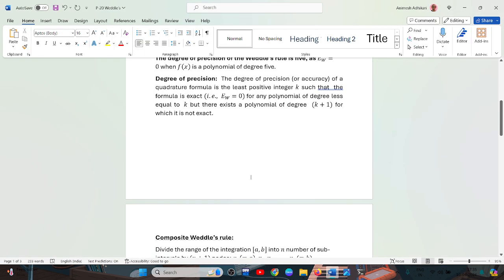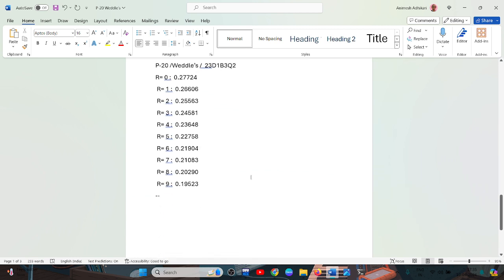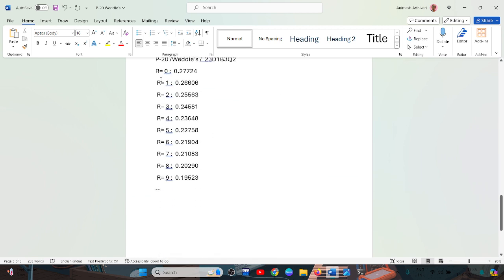First you must check this value for r equal to 0. This answer is for r equal to 1. All are given in the description box: r equal to 0, r equal to 1, r equal to 2, r equal to 3, r equal to 4, r equal to 9. You must check whether you get these answers or not.